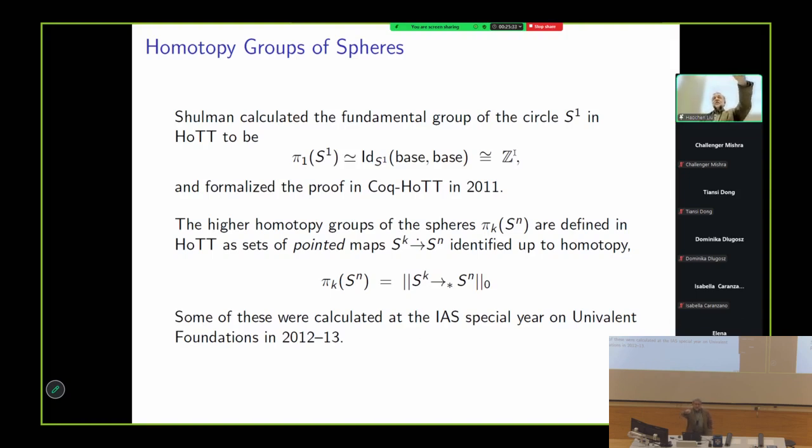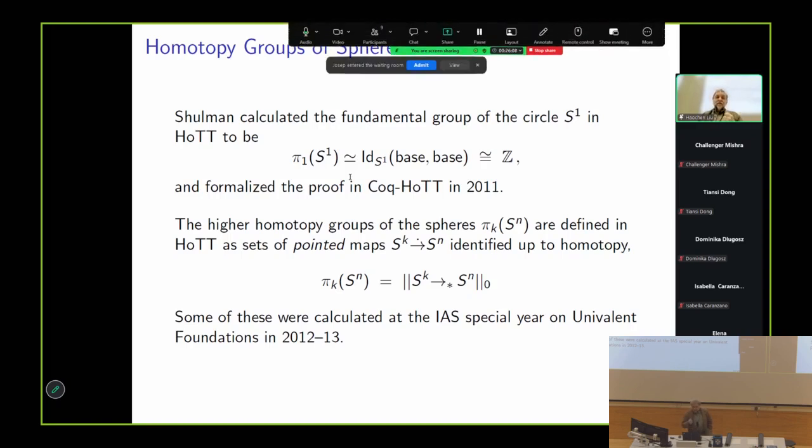There's the loop that doesn't go anywhere. There's the loop that goes around once this way and around again and again, and then going back and so on. That looks like the integers. In fact, that can be formalized. We used here the Coq proof assistant, and you can calculate in the type theory and formally prove that the fundamental group of the unit circle is the integers. So this was the first calculation of one of the homotopy groups of the spheres in 2011. I'll tell you in a moment why and where that happened.